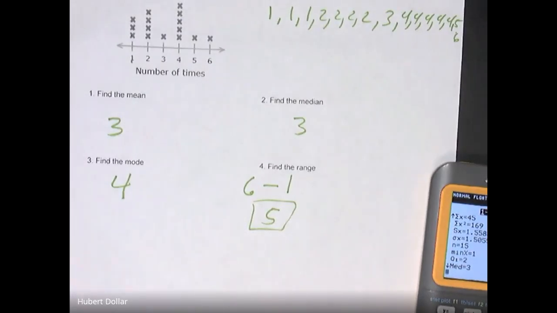So I hope this is helpful, finding the mean, median, mode, and range, either using a calculator or by hand. I hope this was helpful.